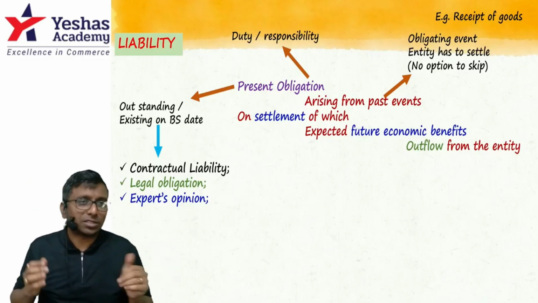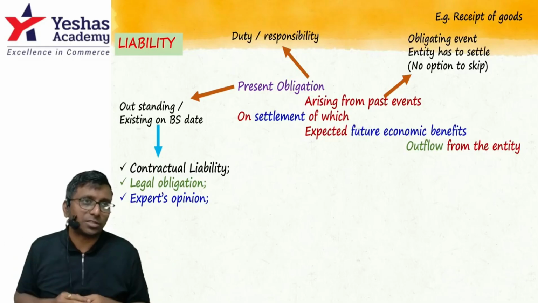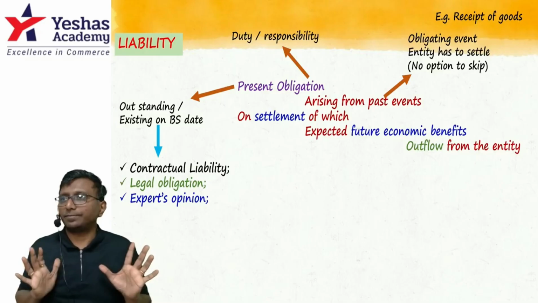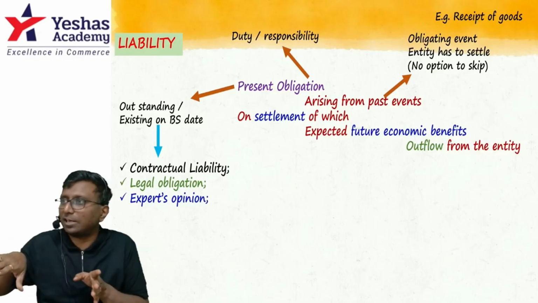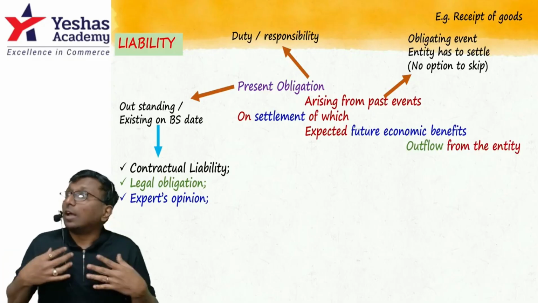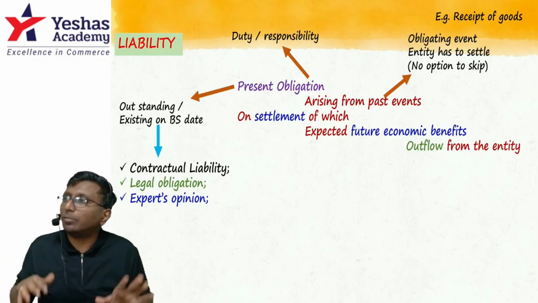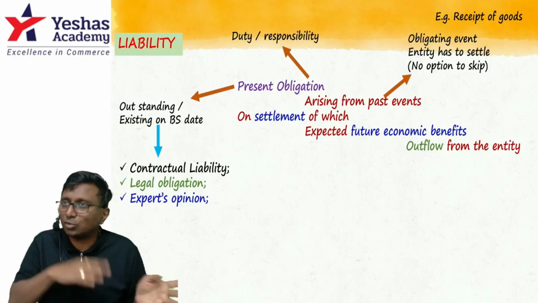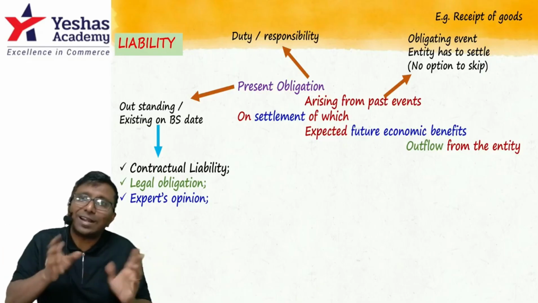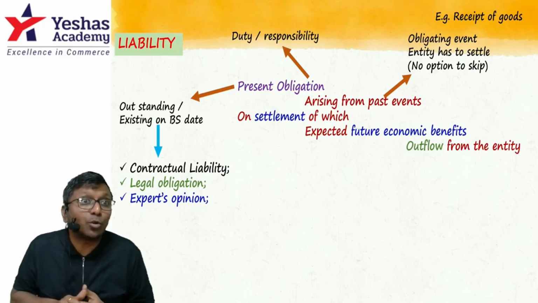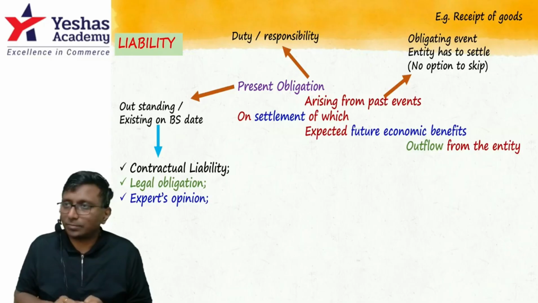Expert told, yes, Ravi, most probably you will lose the case. That means I am assuming I have an obligation to pay. Correct. Maybe confirmation will happen at a later point of time, but based on the expert opinion, I am considering I am liable because the case is already there. It's going to come in the future. So then you are supposed to recognize a provision for the same.